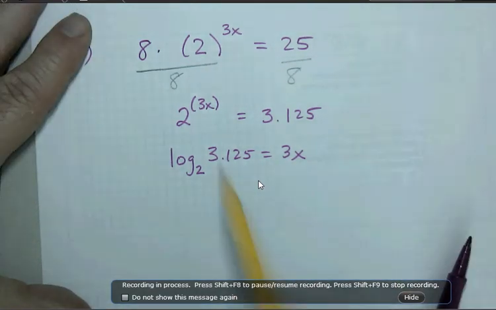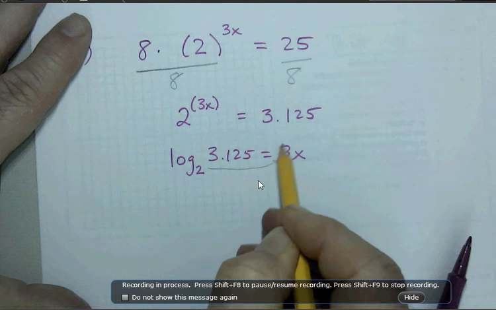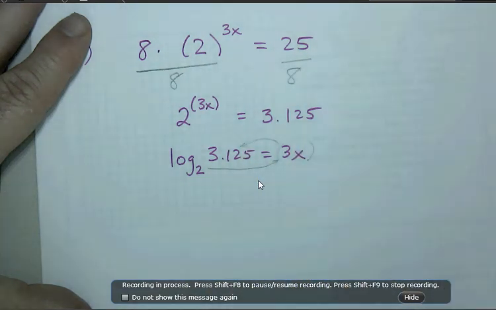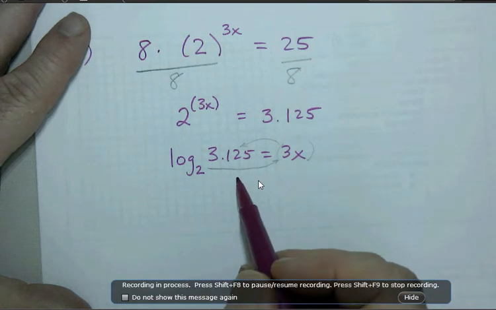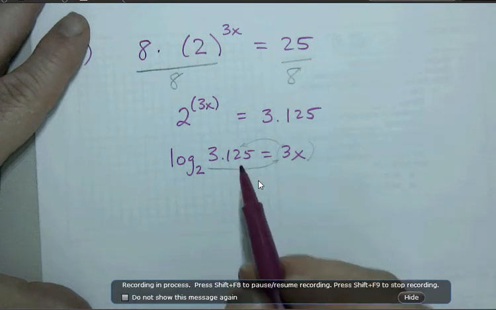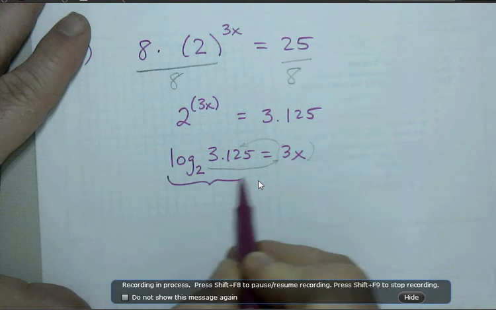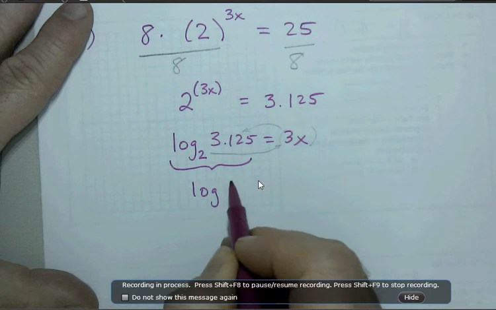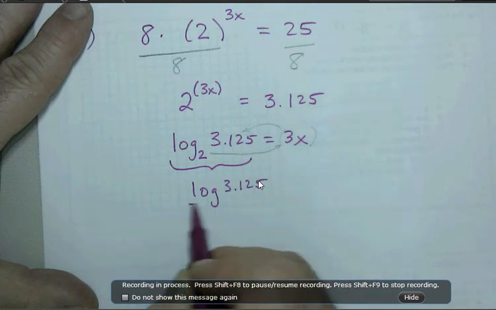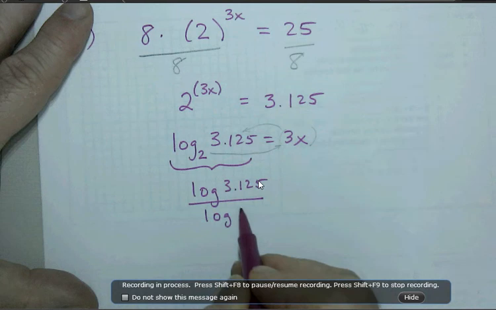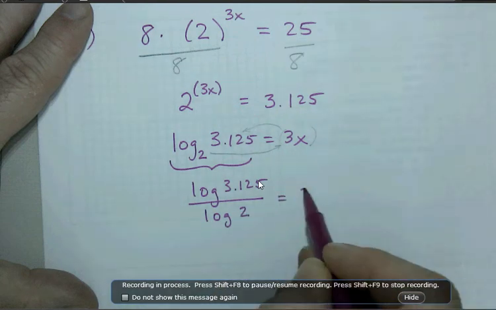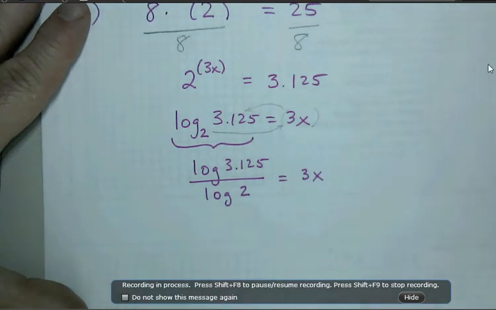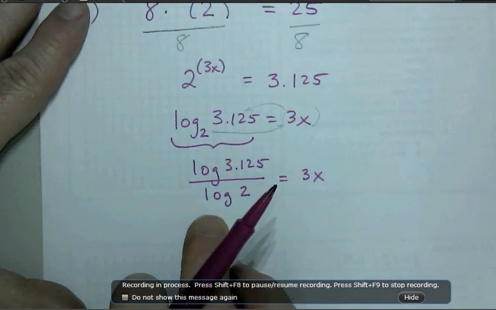Again, you could check it. 2 to the 3x power gives me 3.125. Yep. All right, log base 2. I can't do log base 2 in the calculator, but I can do log base 10 of 3.125 divided by log base 10 of 2. And that would give me 3x. So all I need to do then is get my calculator to evaluate that.